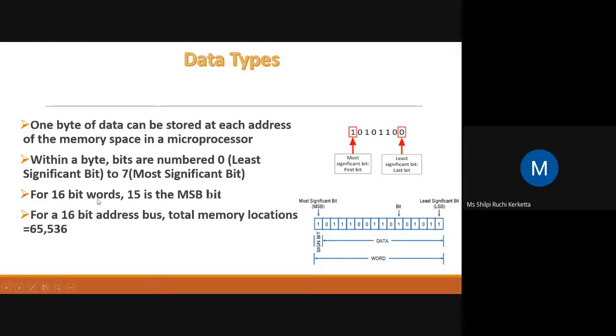And for 16-bit words, the 15th is the most significant bit and the 0th will be the least significant bit. Okay. Any doubt in this?